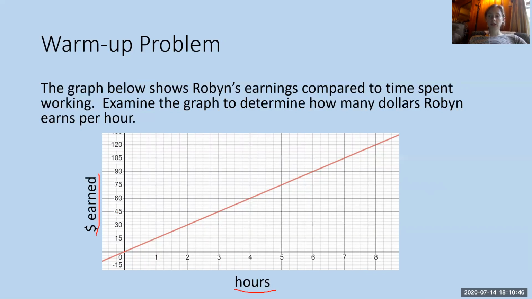So probably the quickest way to answer this problem is to go to the point on the graph where she's worked 1 hour and see how much money she's earned. So after 1 hour, Robin has earned $15. And so we know that her hourly earnings, right, 1 hour is going to give her $15. So she is earning $15.